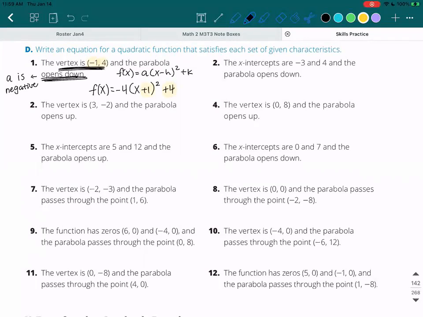Let's do number 2. Number 2 says the vertex is (3, -2) and the parabola opens up. So if we are opening up, do you want a positive or a negative a? Positive a. Positive, good. I'm not going to rewrite the vertex form, but they gave us a vertex, so therefore we want to use vertex form. So vertex form's up here. Let's just refer to that so I don't have to rewrite it. All right, f(x) is equal to, give me any positive number you want.